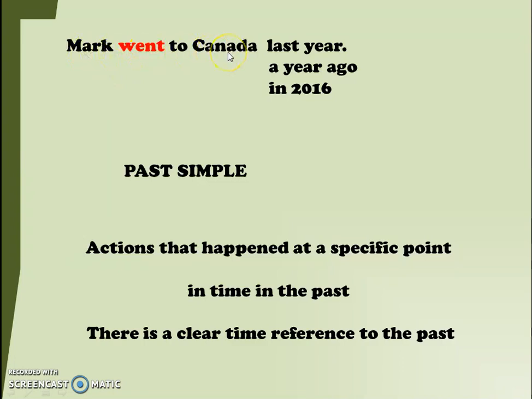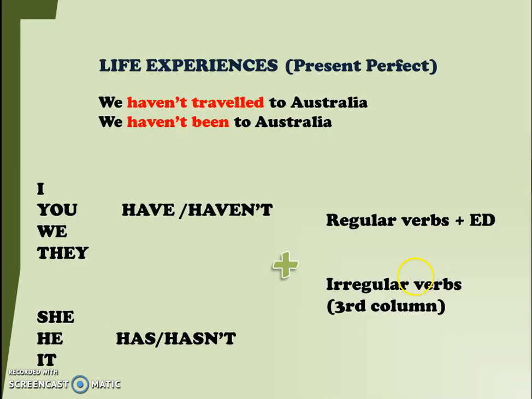Mark went to Canada when exactly? Last year. You can also say a year ago or in 2016. So these three time references refer to the past. This tense in English is called the past simple. The past simple is used to talk about actions that happened at a specific point in time in the past. So there is a clear, specific time reference to the past. Look at this. So, to talk about life experiences with no time reference, we're going to use the present perfect.